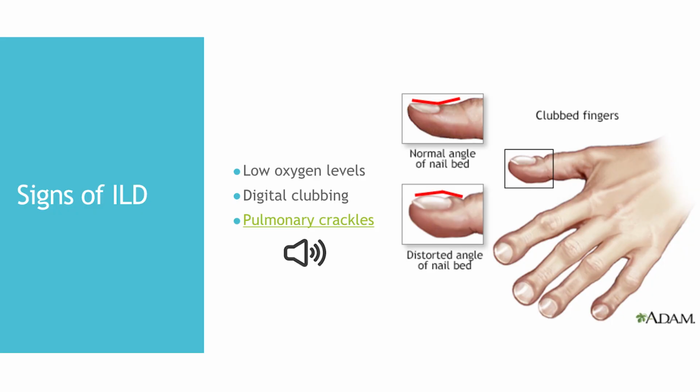So some of the signs that we see on exam are low oxygen levels, which of course is non-specific. It doesn't mean you have a diagnosis of ILD, but it's one of the early signs that we can see in patients that have ILD. Digital clubbing, which is what this picture is, which essentially just means at the top you see the normal angle of the nail bed is an acute angle. You can see in clubbing that nail bed angle becomes obtuse and distorted, and that's called digital clubbing, or hyperkeratosis of the fingers is another term that you might see in your notes on my chart.